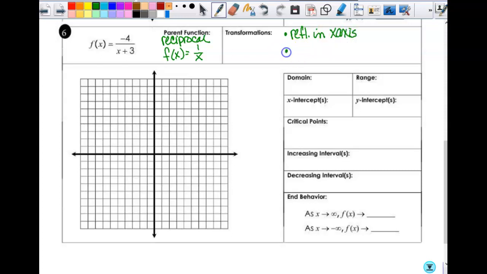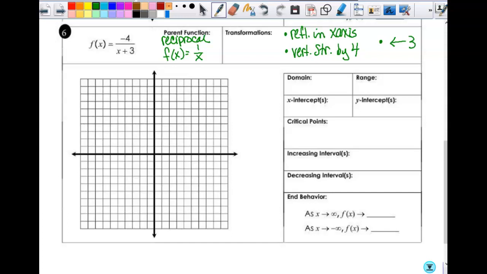That 4, does that affect x or y? Y. So that means that this is going to be a vertical stretch by a factor of 4. And then the 3 is going to do what? Go left 3 because it affects x. Everybody okay with that? Okay.